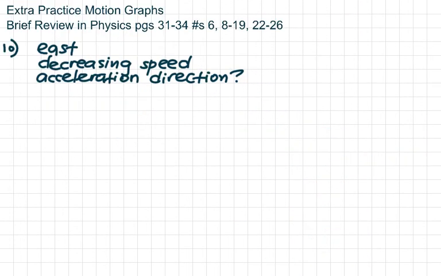Alright, new page. So for number 10 we have a car, an object going east, and it's slowing down, and it wants to know what's the direction of the acceleration. So you have to remember, with acceleration direction, it depends on if the object is speeding up or slowing down. So if speed is increasing, if you are speeding up, then the velocity and the acceleration are in the same direction.